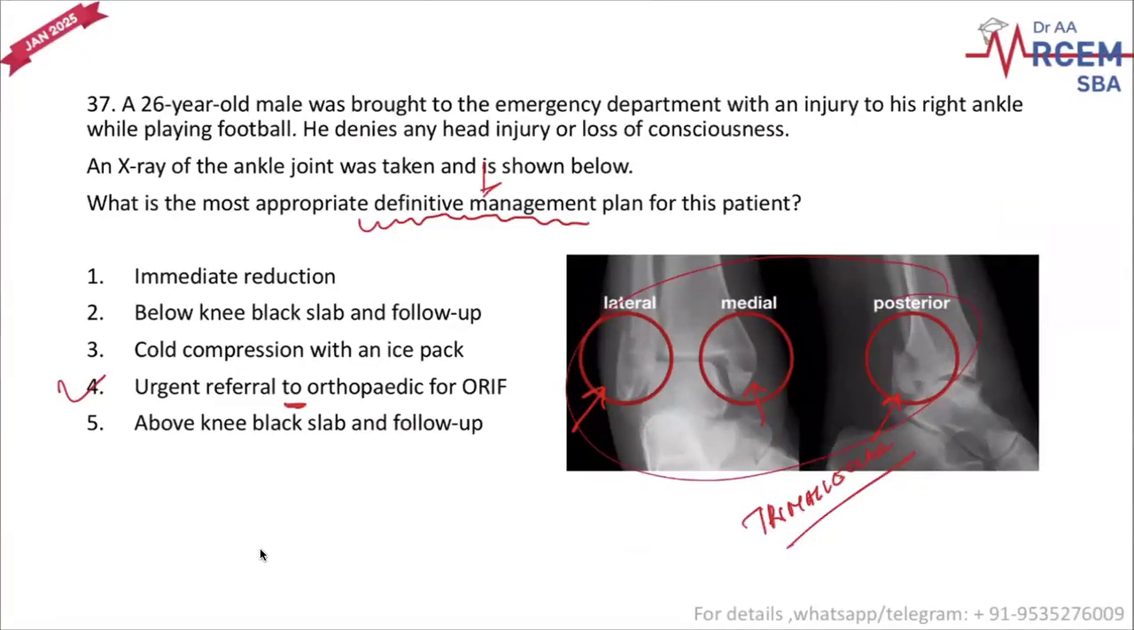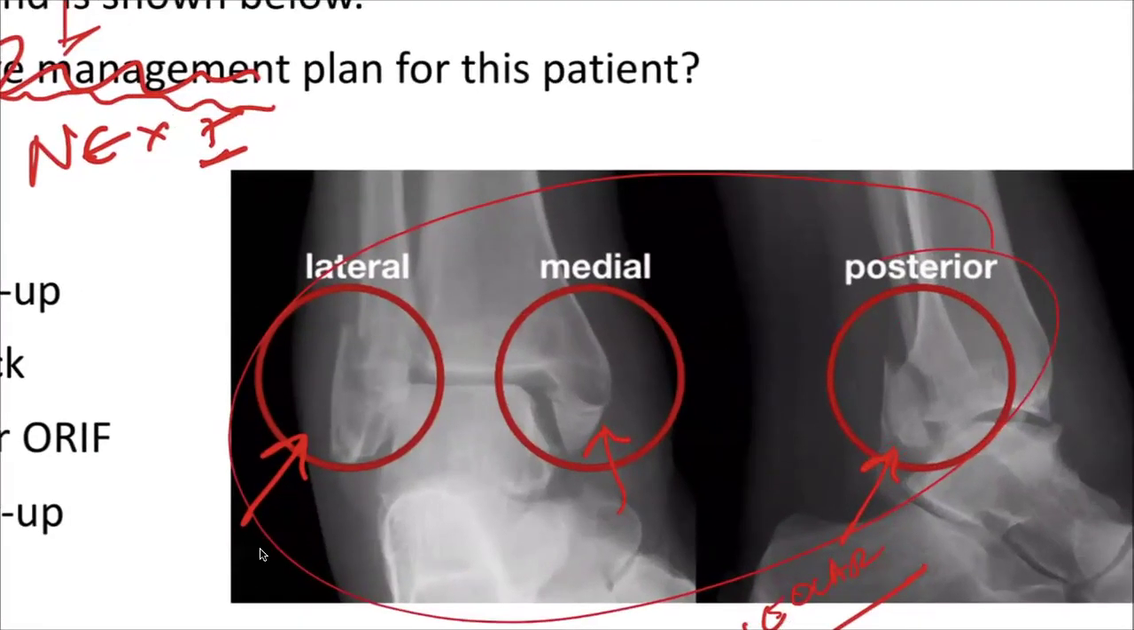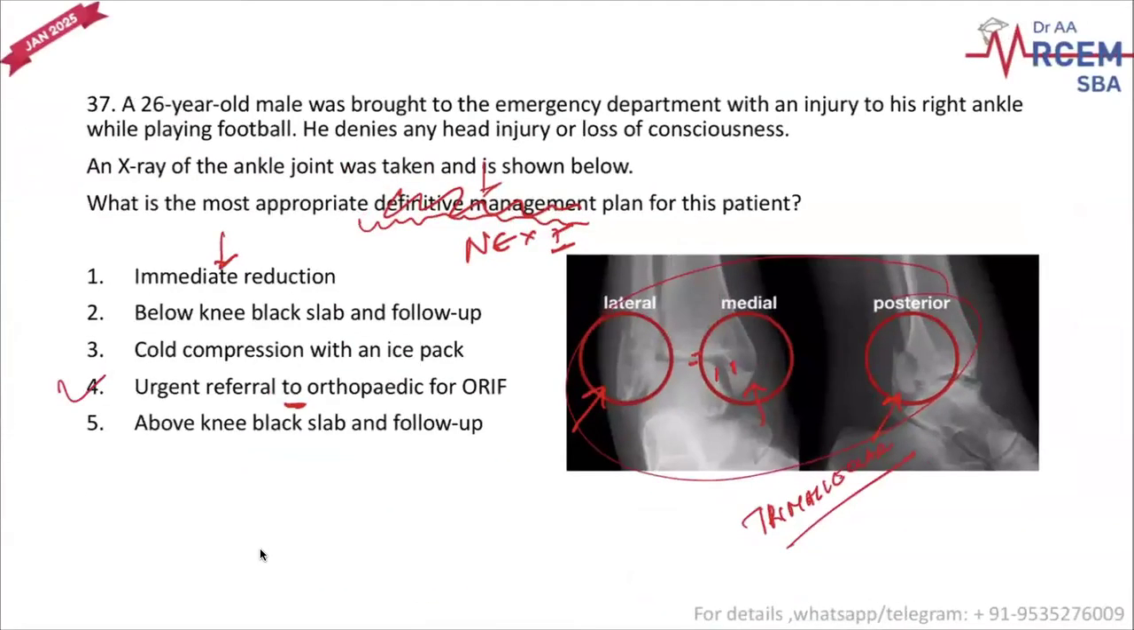If they have changed definitive management to next best step, what will be the right answer here? Anyone, what will be the right answer if it is the next best step? Immediate reduction will become the right answer, because there is some amount of dislocation also present. This and this, if you see, there is a dislocation. So reduce it. Immediate reduction will be the right answer if they ask next best step.